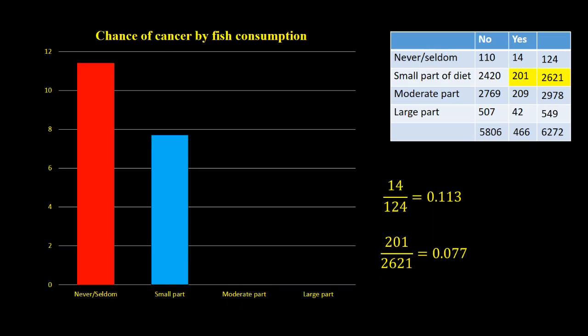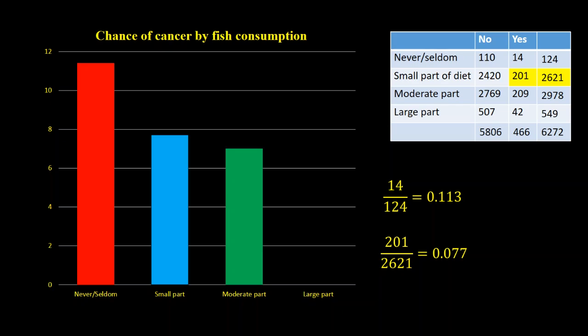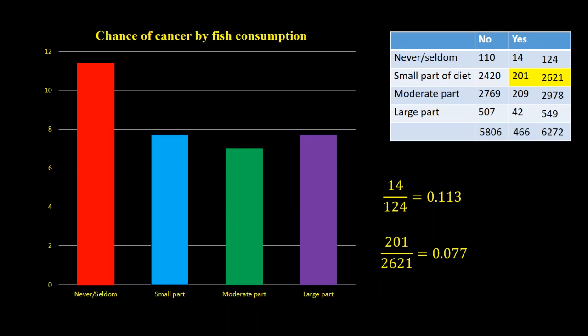For a small part of diet, we calculated that already, it's 0.0771. And moderate part and large part turned out to be very similar. About 7% for moderate part and about 7.8% for a large part. Now this graph helps us to see more clearly. It looks like the chance of cancer by fish consumption was higher if you never or seldom ate fish. However, the amount of fish that was consumed did not seem to impact the cancer rate. As long as you had some amount of fish, it doesn't seem to matter how much.